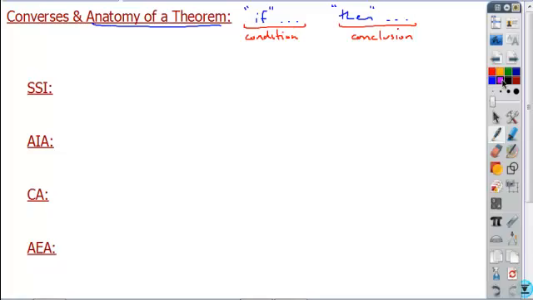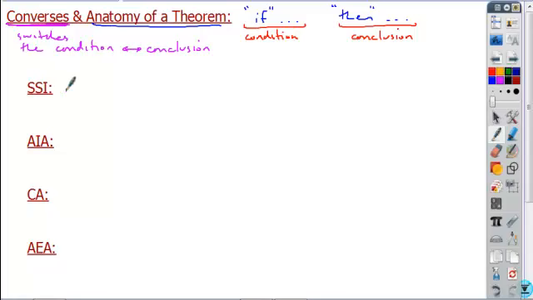If we're dealing with a converse, it just switches the conditional with the conclusion in a theorem or in a statement. And so if you took our statements from before, the before one was if same side interior angles are supplementary, then lines are parallel. If we switch the condition and the conclusion, then we have what is called a converse.